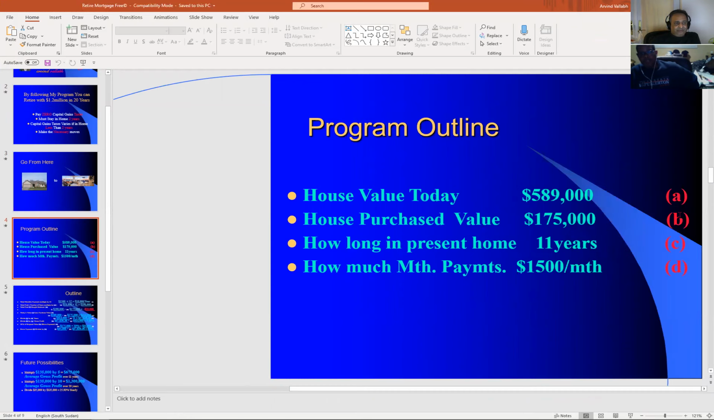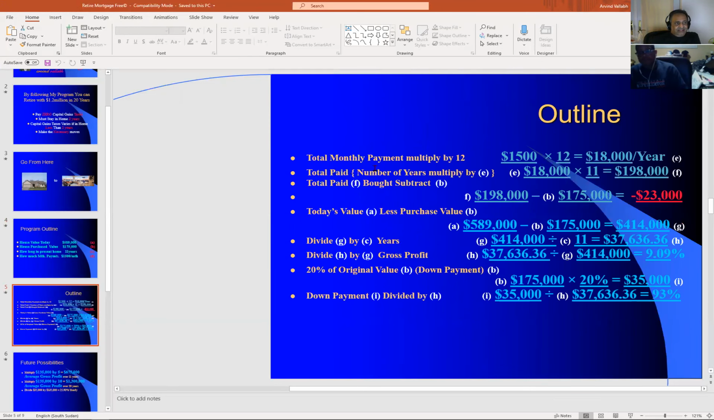That's A and B. Remember that? Yes, I do. House owned in present: you've been there for 11 years, and you are paying so much in monthly payments. Okay, no problem. This calculation that I'm showing you, in 11 years, you paid $198,000.